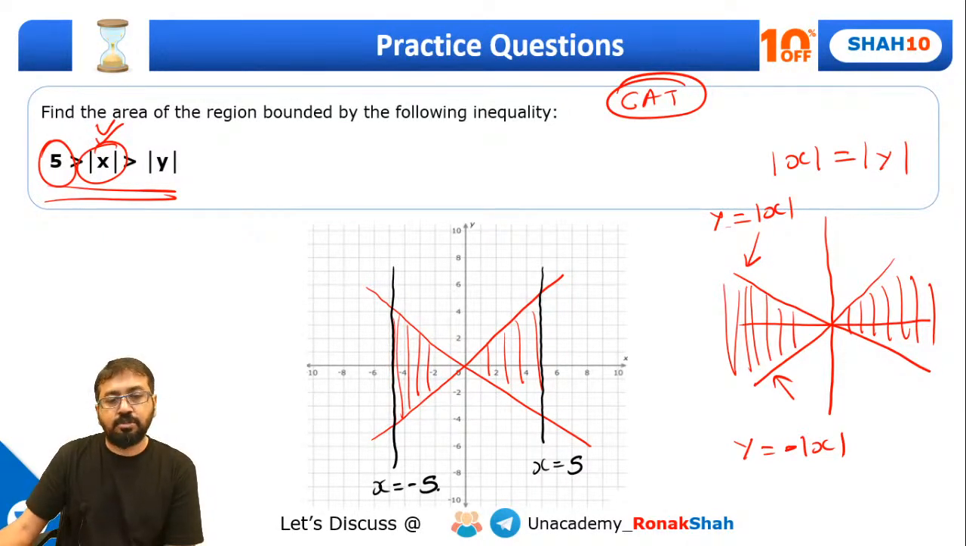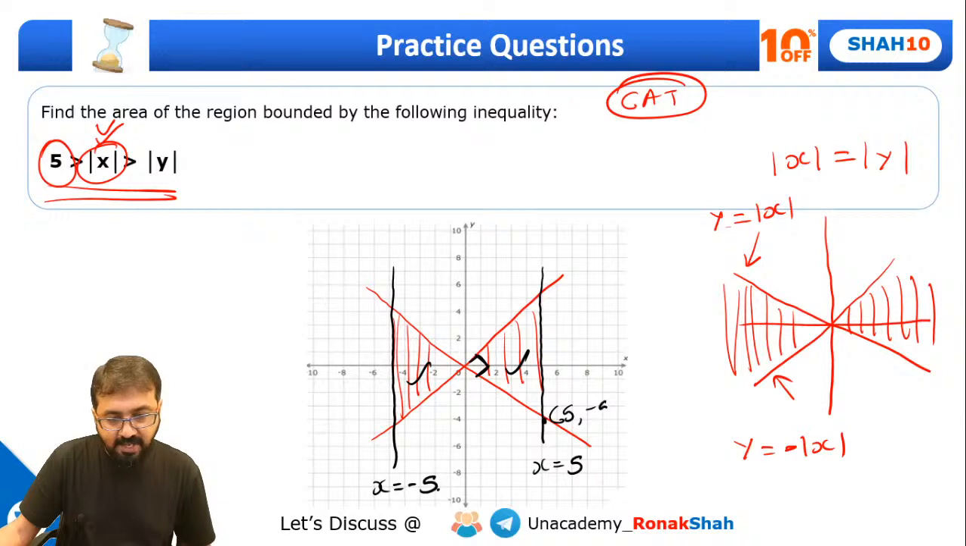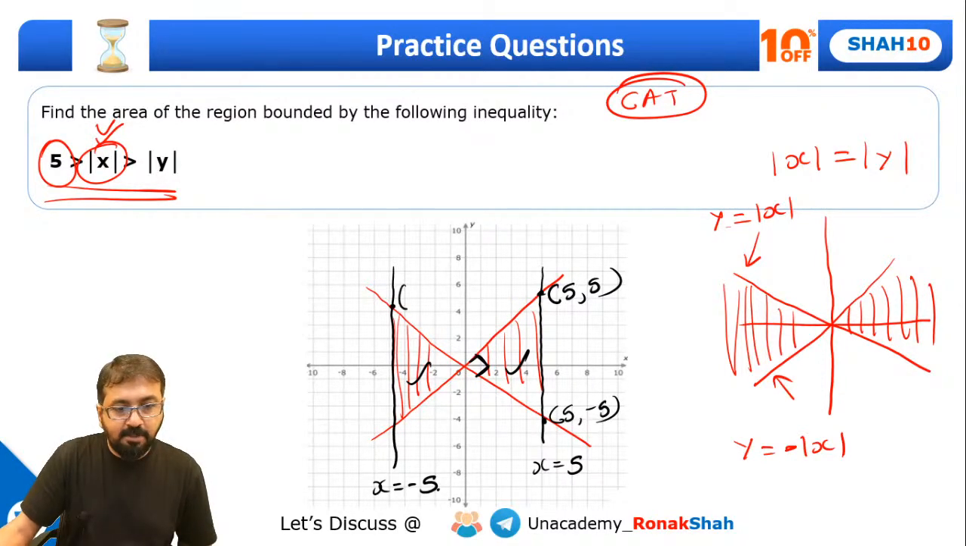It will be this much. Okay, this region plus this region. Now you can easily find out area of this one. Remember, this will be a right angle triangle. Okay, and yeah, so this point should be something like 5, minus 5. This point will be 5, 5. This point will be minus 5, 5, and this point will be minus 5, minus 5.